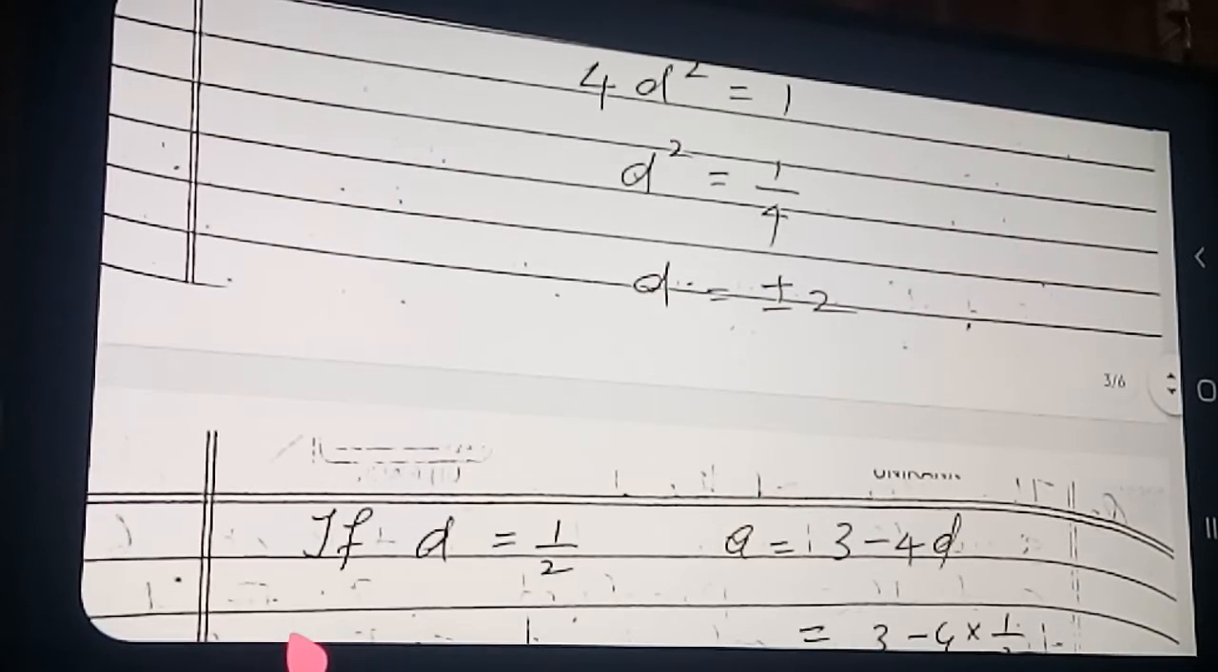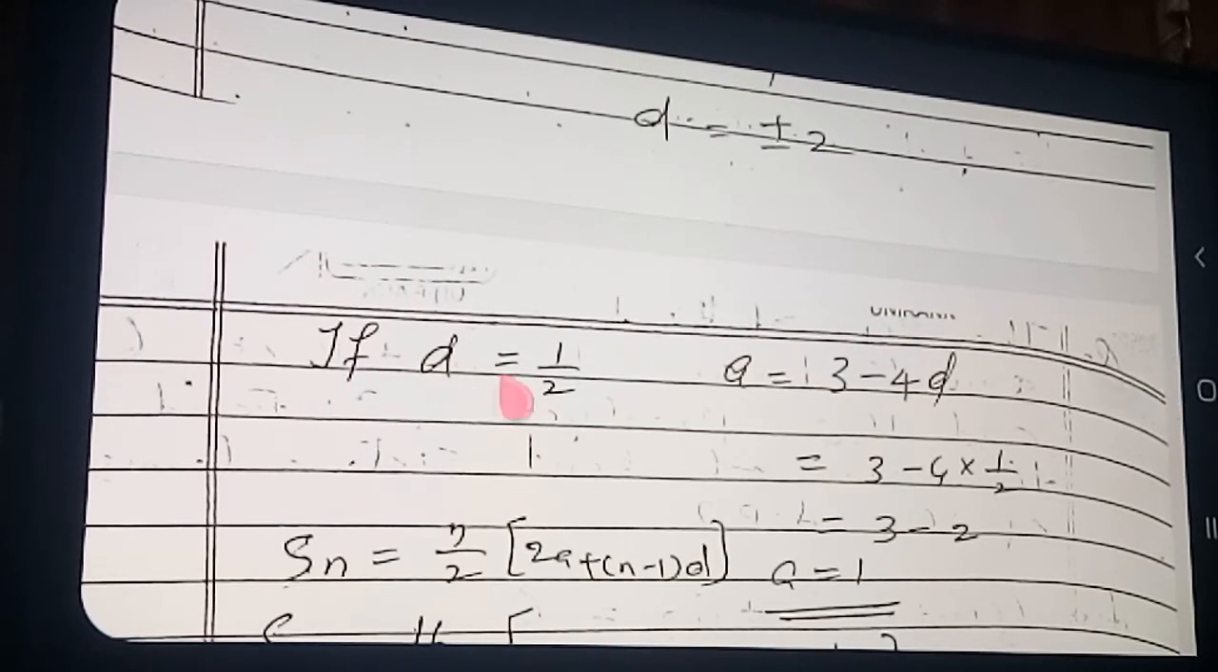Now move to the next step. If d is 1 by 2, you find out the value of a, because d can be plus or minus 1 by 2. I told you d can be 0, d can be positive, d can be negative also. So d plus 1 by 2 is also possible, d minus 1 by 2 is also possible. If d is equal to 1 by 2, you find out the value of a.